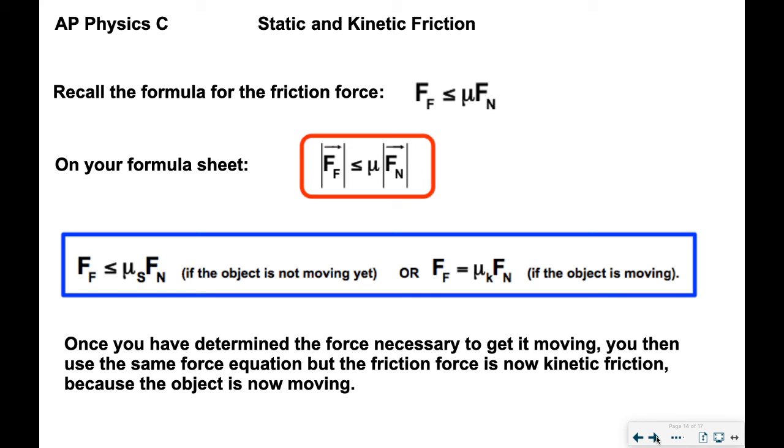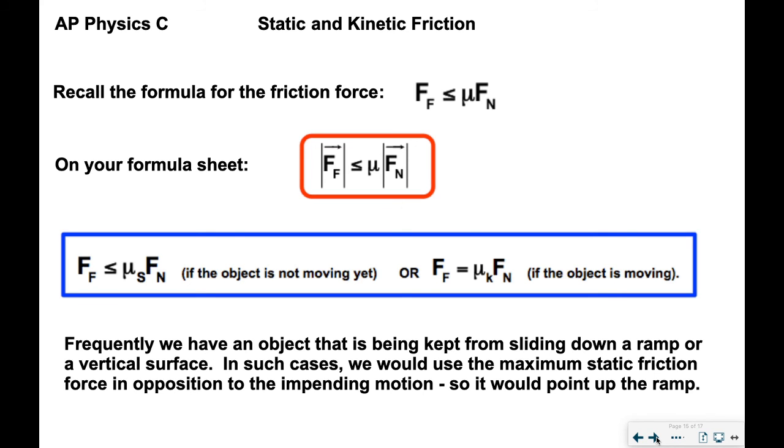Okay? So we're going to see some examples of that, particularly in the daily and on this weekly WebAssign. You will also be dealing with objects that are on ramps. Once again, we use the maximum static friction force to oppose the impending motion. With an object on a ramp, typically that would be down the ramp, so the friction would point up. But there are other examples. So we'll see several.